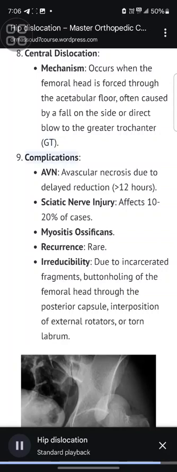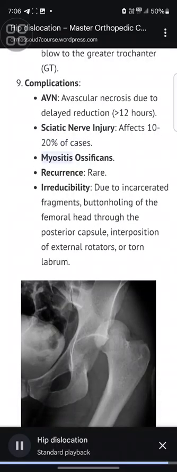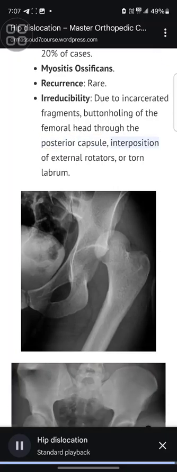And 9. Complications. AVN: avascular necrosis due to delayed reduction, greater than 12 hours. Sciatic nerve injury: affects 10 to 20% of cases. Myositis ossificans. Recurrence: rare. Irreducibility: due to incarcerated fragments, buttonholing of the femoral head through the posterior capsule, interposition of external rotators, or torn labrum.